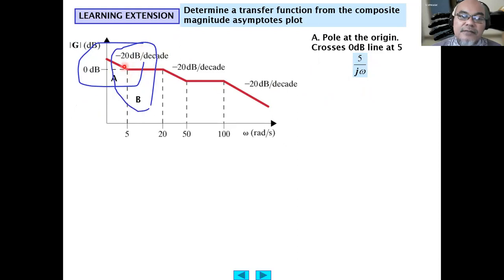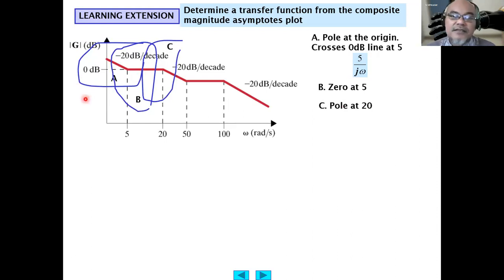Then at B here, we have a zero because after the negative 20, it is compensated, becoming 0 decibel per decade gradient. So it means there should be a zero which increases by 20 decibel per decade at 5 radian per second. So the factor is j omega divided by 5 plus 1.